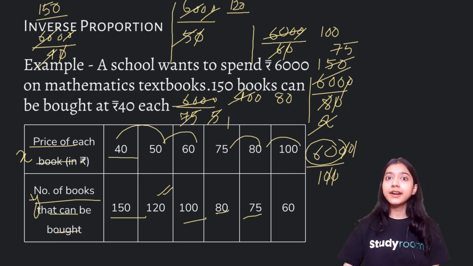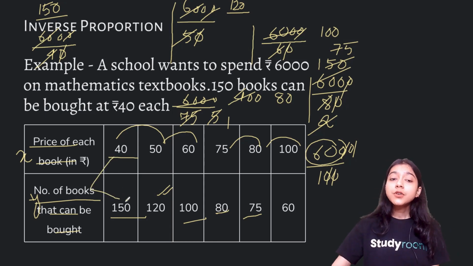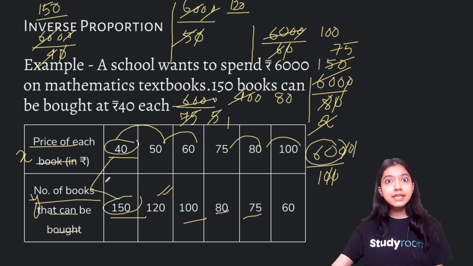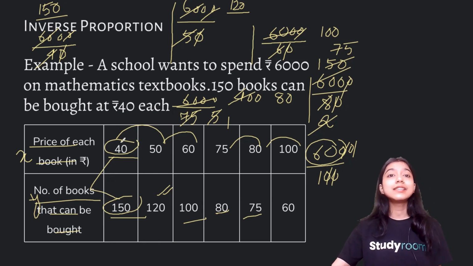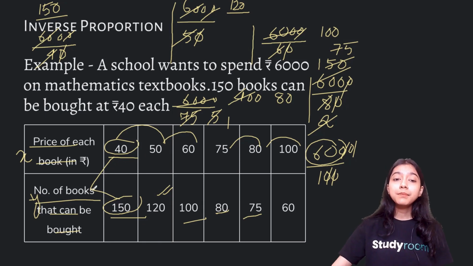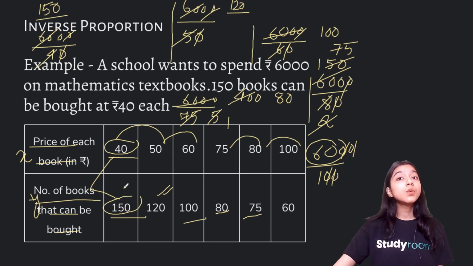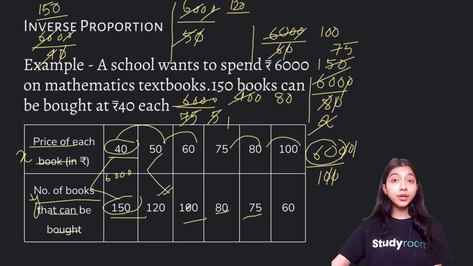So the necessary condition that I taught you was that the product of these two variables should be a constant number. So when I multiply 150 with 40, we get 6,000 because this 150 came out by dividing 6,000 with 40. So when I multiply these two quantities, I'll get 6,000. That means 150 multiplied with 40 gives us 6,000. Again, when I multiply these two quantities, that is 50 and 120.